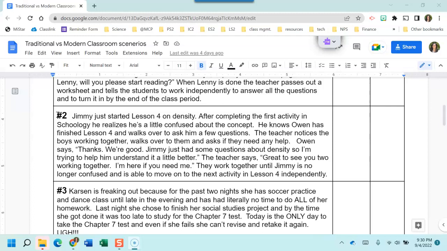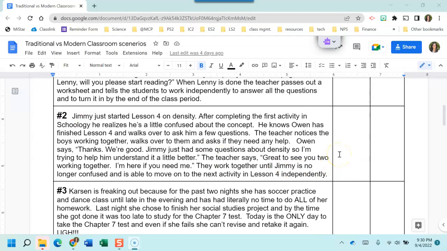Owen says, "Thanks, we're good. Jimmy just had a couple questions about density, so I'm trying to help him understand it a little better." The teacher says, "Great to see you two working together. I'm here if you need me." They work together until Jimmy is no longer confused and is able to move on to the next activity in lesson 4 independently.